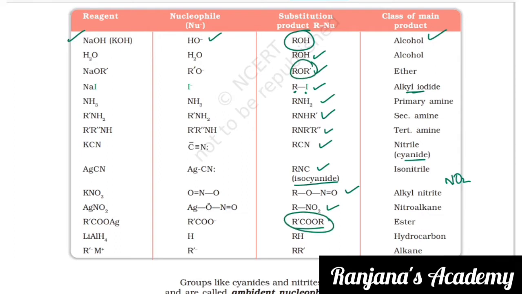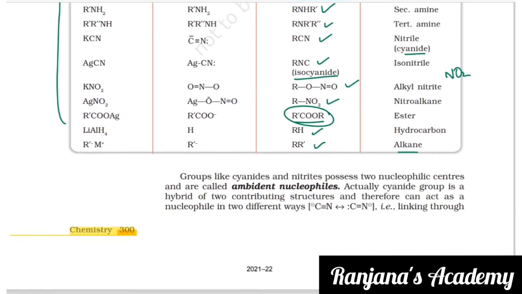Then you have hydrocarbons, the normal one RH. Then R dash is just alkane. Got to know about this? So this is the reagent, this is the nucleophile, all this you have to understand. Just go through this. No need to memorize. This is just for understanding the concept better. NCERT has provided this box.